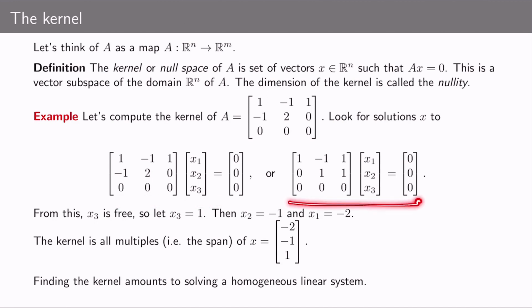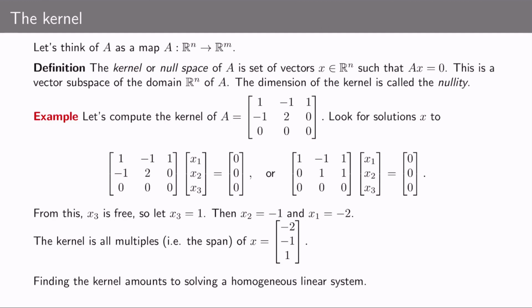A little easier. Now, you'll see that x3 is a free variable. It's unrestricted here because there are no pivots in that column. So I can set x3 equal to anything I want. Let's set it equal to 1, and then let's back substitute to solve for the resulting x2 and x1. If I set x3 equal to 1, I can back substitute and find that x2 must be minus 1, and then that x1 must be minus 2. That gives me a basis vector for the set of solutions. So the kernel consists of all multiples of that basis vector x, which is (minus 2, minus 1, 1).